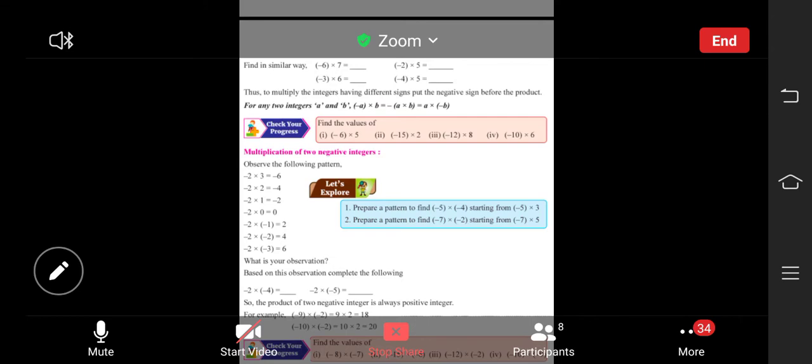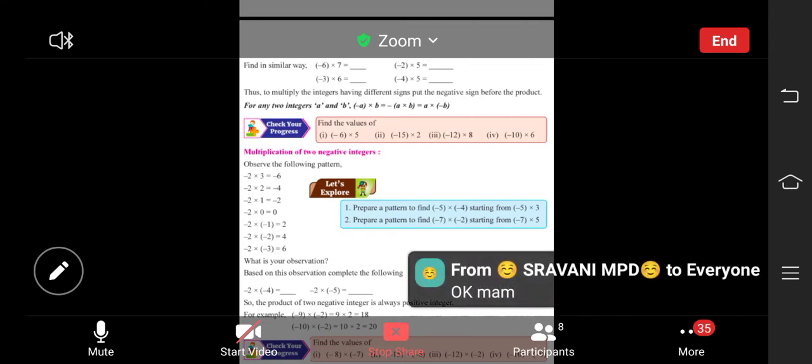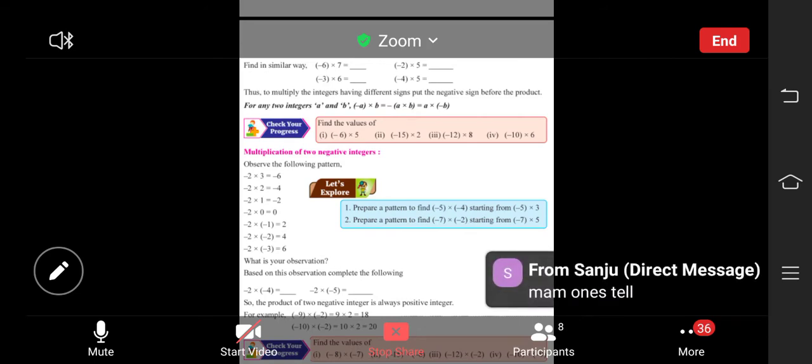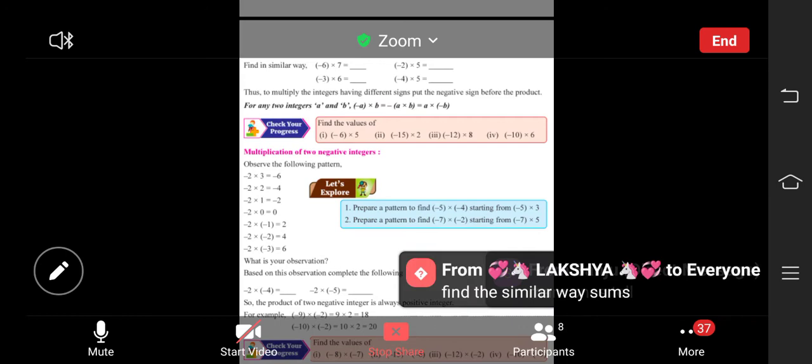Now see the multiplication of two negative integers. Observe the following pattern here. Minus 2 into 3, minus 6. Minus 2 into 2, minus 4. Minus 2 into 1, minus 2. Minus 2 into 0, 0.